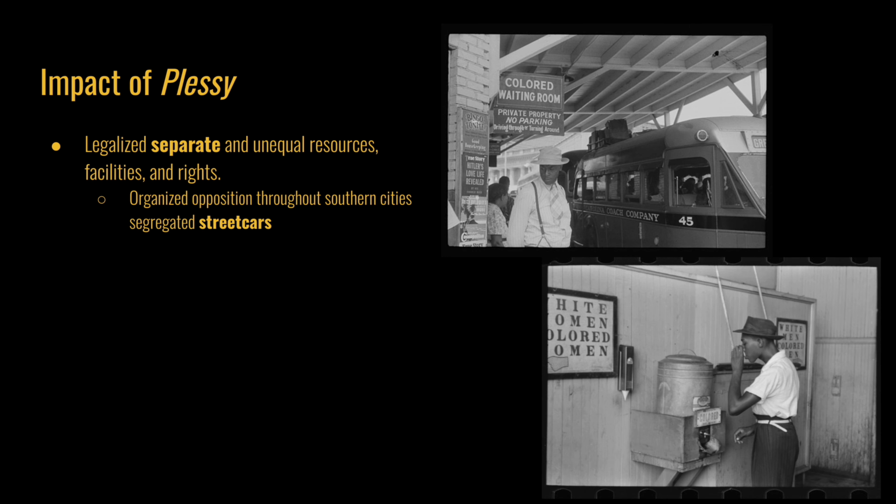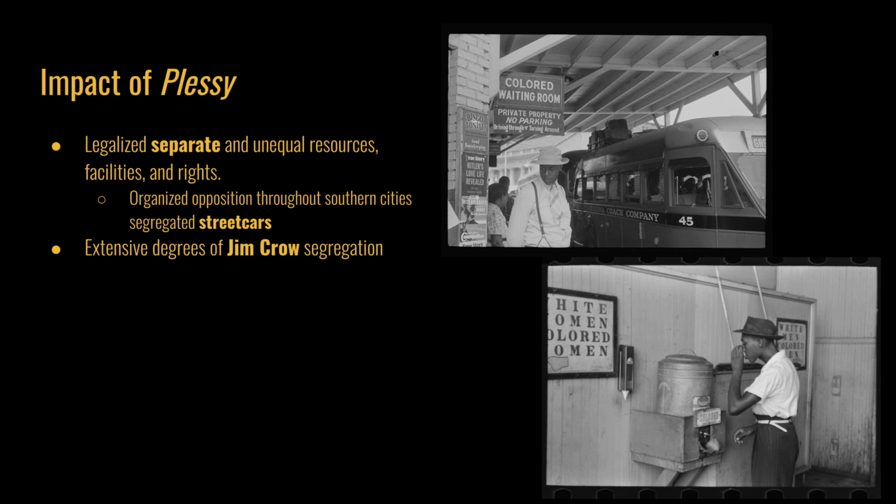There was an organized opposition to these segregation laws even after the Plessy case. In southern cities, there were boycotts and protests against segregated streetcars. There were even attempts to create competitive streetcar companies in some cities that would not segregate seating in their facilities. These early acts of resistance laid the groundwork for the civil rights movement of the mid-20th century.